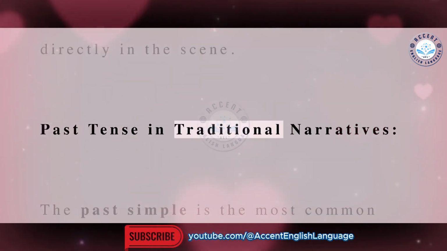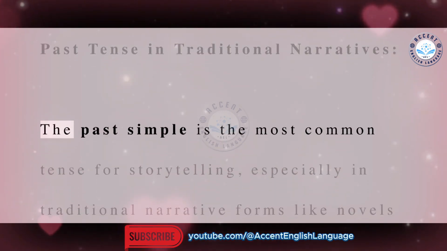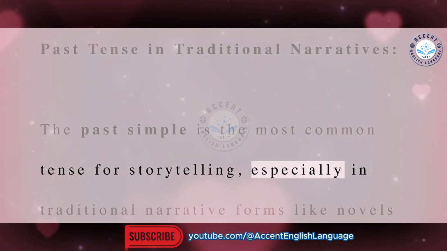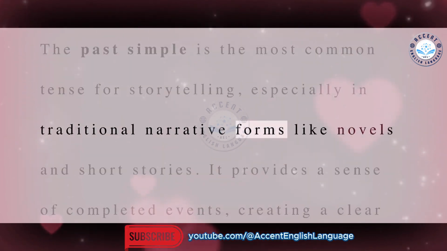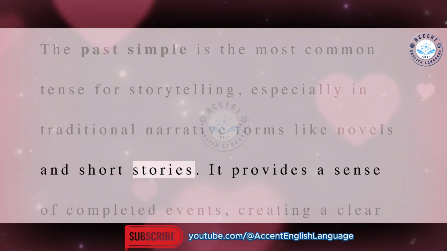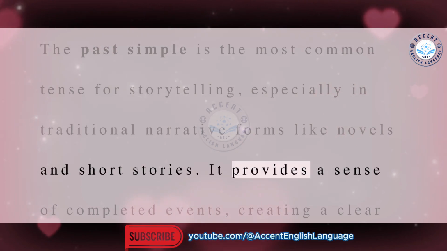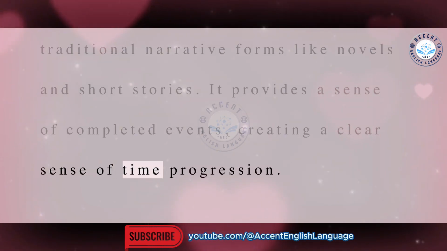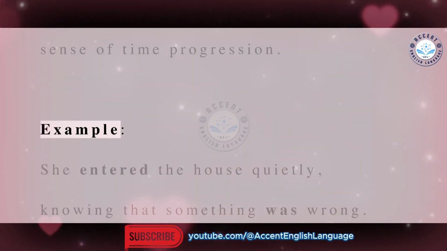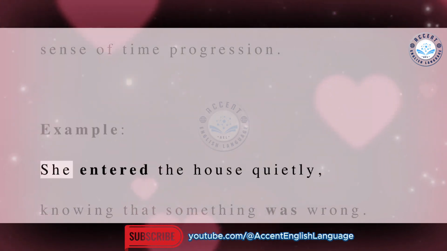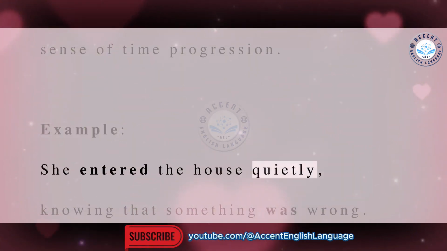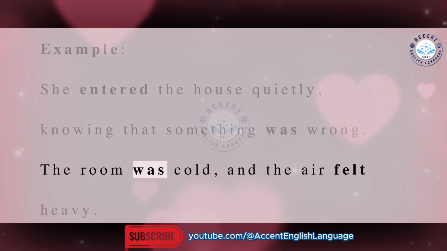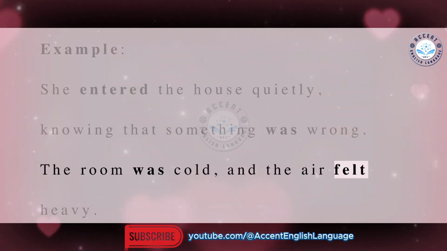Past tense in traditional narratives. The past simple is the most common tense for storytelling, especially in traditional narrative forms like novels and short stories. It provides a sense of completed events, creating a clear sense of time progression. Example: She entered the house quietly, knowing that something was wrong. The room was cold, and the air felt heavy.